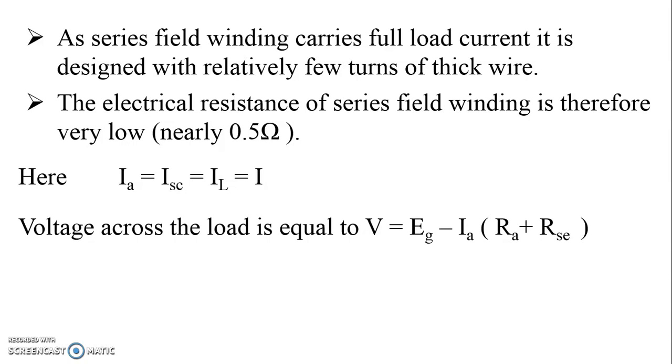So here from the diagram, the armature current is equal to the series field winding current, that is equal to the load current, which is equal to the total current I. So the voltage across the load is equal to Eg minus Ia into (Ra plus Rse). So Ra is the armature resistance and Rse is the field winding resistance.